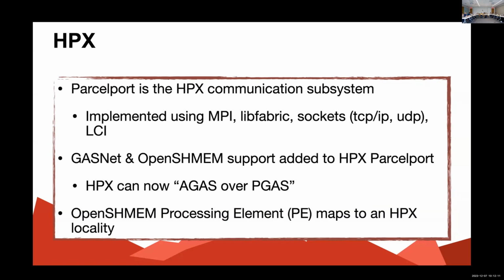So Parcel Port, as we saw yesterday, is implemented using MPI, libfabric, sockets, and LCI. This past year, we added in GASNet and OpenSHMEM support, and you can now AGAS over PGAS. OpenSHMEM's PE model maps directly into HPX's localities, so there wasn't any kind of issue making the mapping from one to the other.